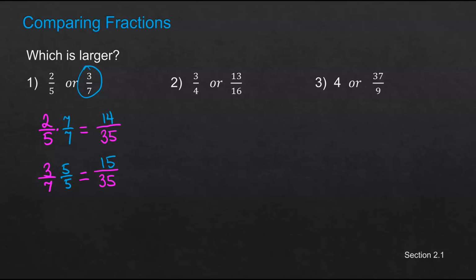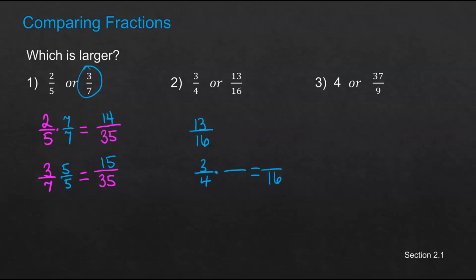Okay, let's look at this next one. So on the next one, I have 3/4 and 13/16. And actually 4 goes into 16, so we're going to leave 13/16 just like it is. But we're going to rewrite 3/4 with a denominator of 16 so we can compare.